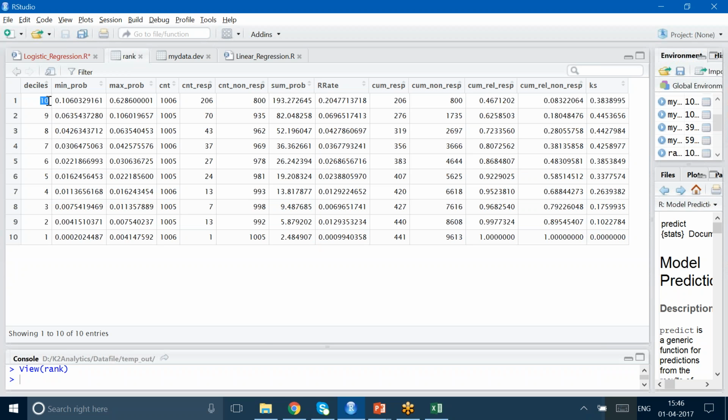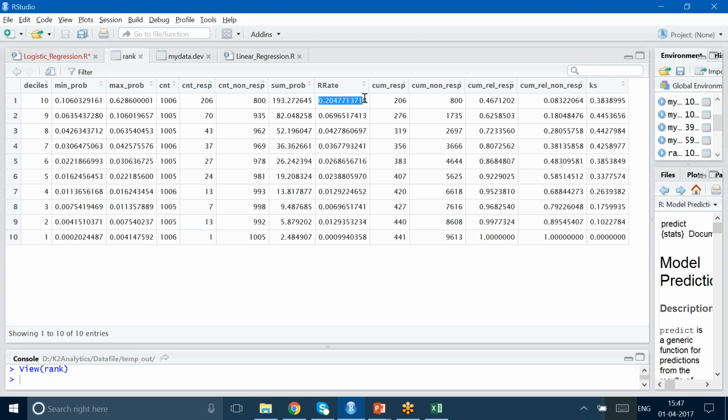So it says decile 10. All customers who had probabilities between 0.1 to 0.62 are put in decile 10. How many customers are there? 1000. Approximately we had 50% of the total base taken as dev sample. So I got 1006. As I said, deciling will be approximately 10%. So you see somewhere it is 1005, 1000, 1006 and so forth. How many responders are there? 206. So what is the response rate?